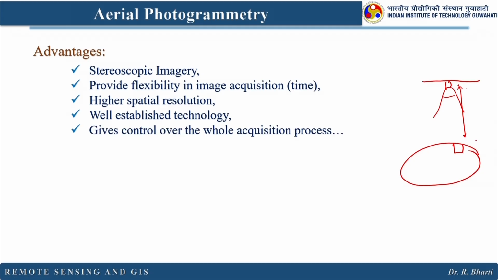The next point is that it gives control over the whole acquisition process. So here basically what I mean is you will have full control of the image acquisition in terms of timing, whether you want to do it in the morning or in the afternoon or maybe in the evening or maybe at night, depending upon which wavelength you are working in and what your application is, right? So like that you will have many other flexibilities when you are going for aerial survey or aerial photogrammetry, right?